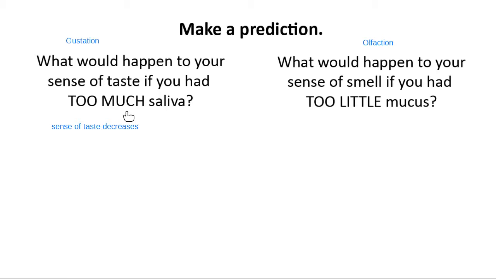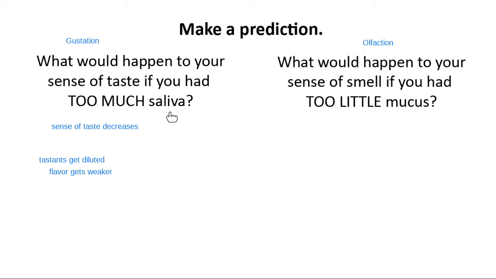If I've got too much saliva, I dissolve my chemicals, but I end up diluting them. So if I've got too much saliva, when we're talking about taste, those chemicals are called tastants. So tastants get diluted. And if I dilute my tastants, they're not going to be as strong of a flavor. So flavor gets weaker. And if I have way too much saliva, my tastants may never get all the way down to my taste buds.